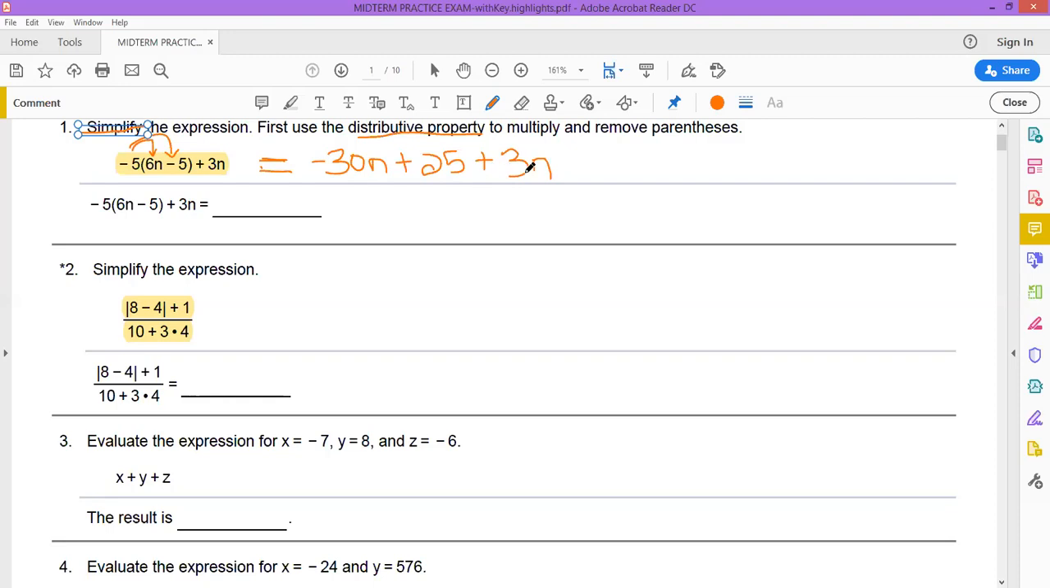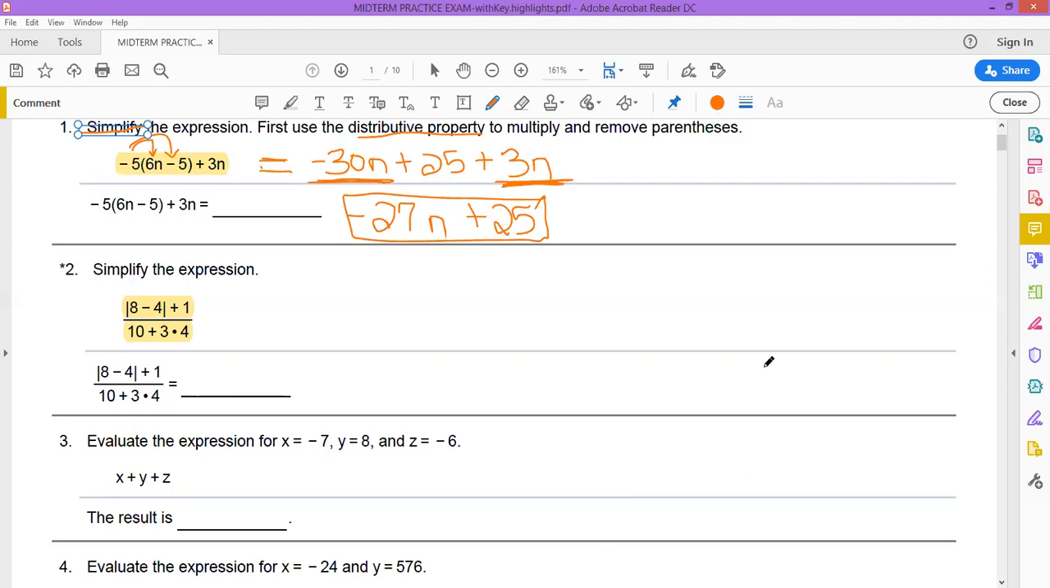And now we're going to combine any like terms. We have negative 30n plus 3n. Since both of those terms have n's at the end, we can combine them, and negative 30n plus 3n will give us negative 27n plus 25. And that 25, we just brought that down from in the middle. And that's our solution for the first problem.